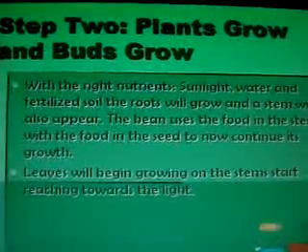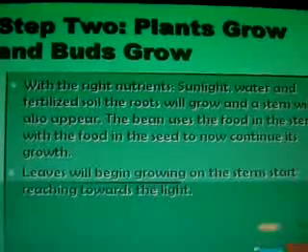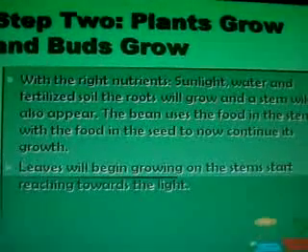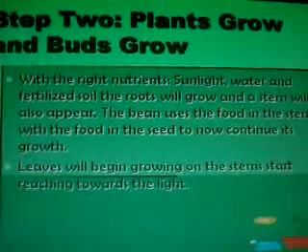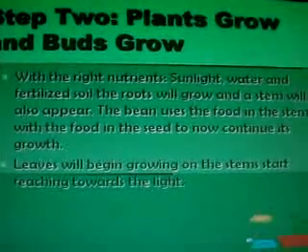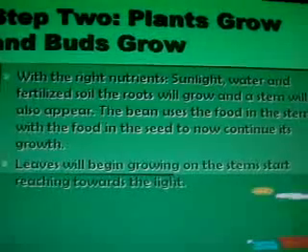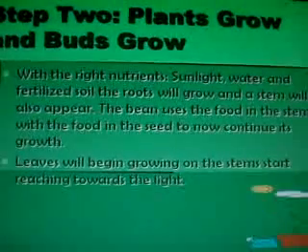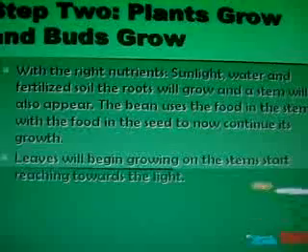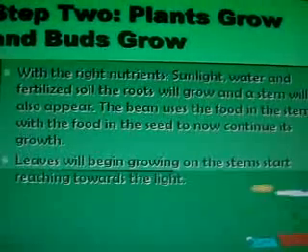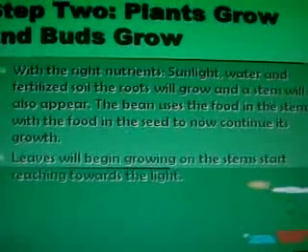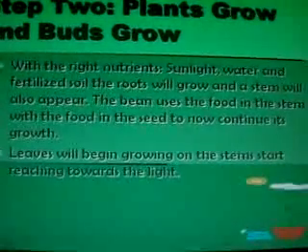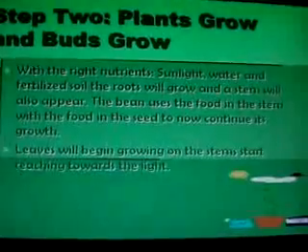Step 2. Plants grow and buds grow. With the right nutrition, sunlight, water, and fertilized soil, the roots will grow and stems will start to appear. The bean will use the food in the stems with the food in the seeds and continue its growth. When we see the leaves, we know that the growing has begun and the stems start to reach towards the sun.